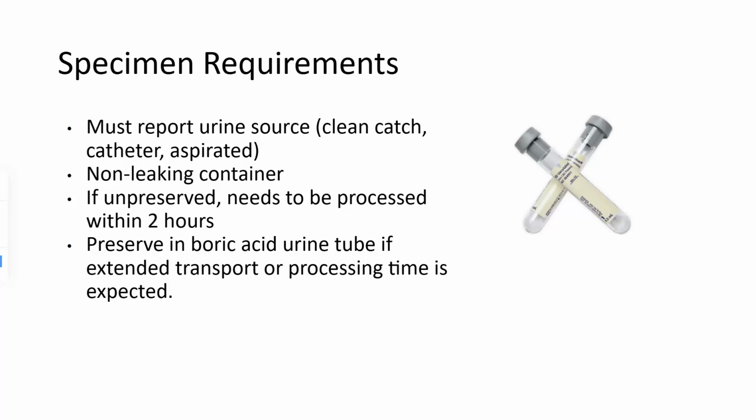So non-leaking container: if you get a container of urine and it's leaked or it's open, you cannot work that up. You have to reject that specimen. If unpreserved, it needs to be processed within 2 hours. Preserved in boric acid urine tube if extended transport or processing time is expected. So this is what those boric acid urine tubes, they usually have like a gray stopper at the top of it, and those can allow you to test the urine later on.